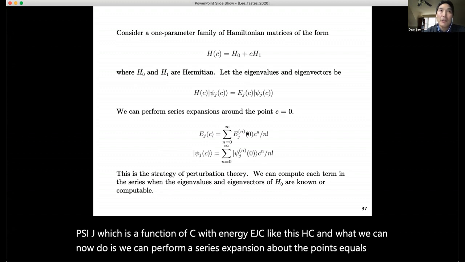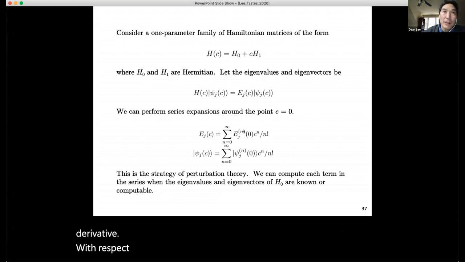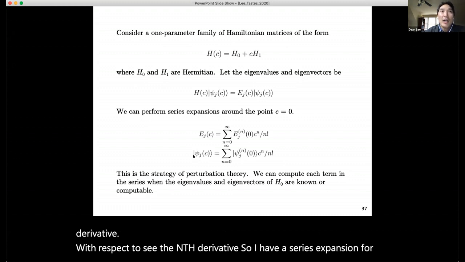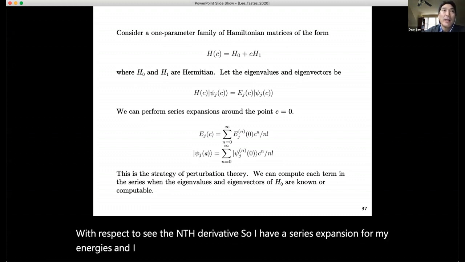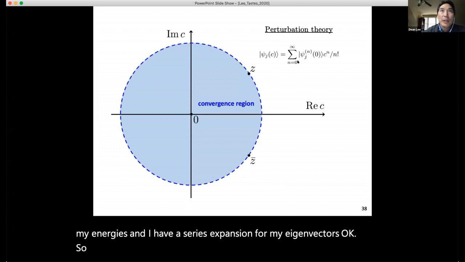So we do our Taylor series, E_j. n is the nth derivative with respect to c. So I have a series expansion for my energies, and I have a series expansion for my eigenvectors. Okay. So now, this is what perturbation theory is. You do a series expansion of the eigenvector.